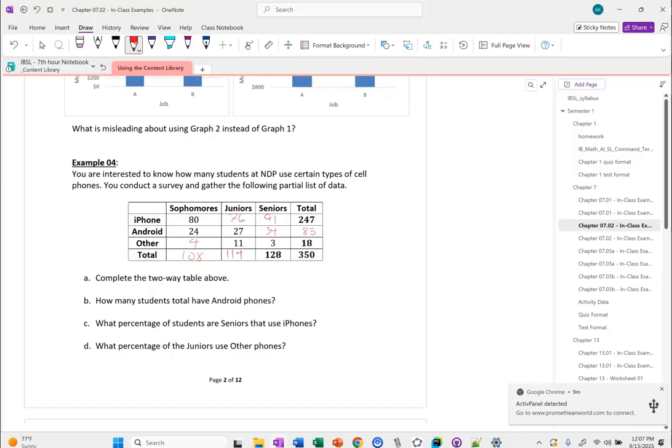All right. Part B says, how many total students have Android phones? 85, right? You just read across the Android row to the total column. That's 85.